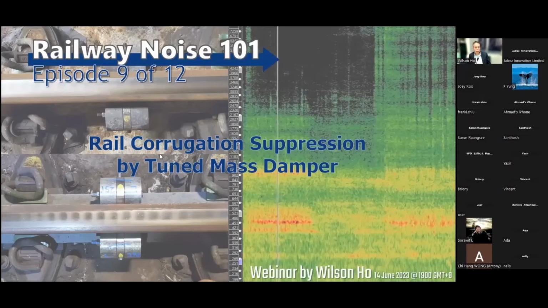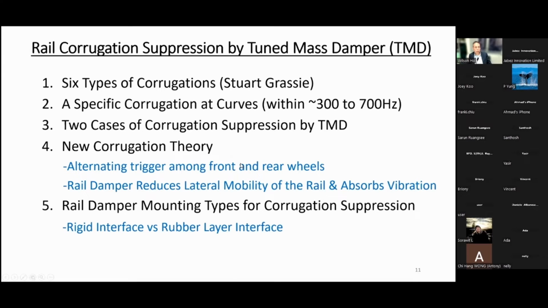So this webinar is talking about wheel corrugation suppression by tuned mass damper. The content today: six types of corrugation. We found that there are many curved tracks that have a corrugation noise of around 500 Hertz. Showing how the corrugation is suppressed by the tuned mass damper.